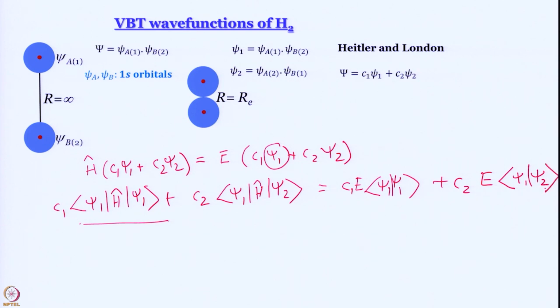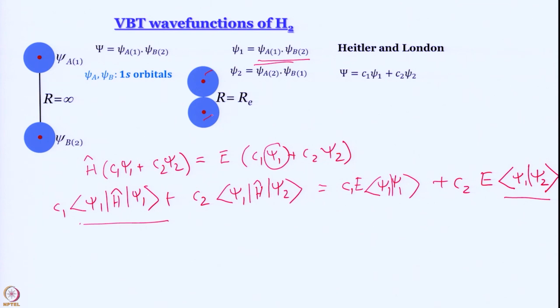Now, first thing is this is not equal to 0. This is very important to understand. Why is this not equal to 0? Because first of all, these are products of wave functions, and secondly we are talking about one 1s orbital of this atom and one 1s orbital of this atom. These two 1s orbitals are not mutually orthogonal.